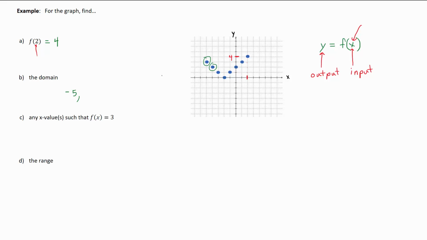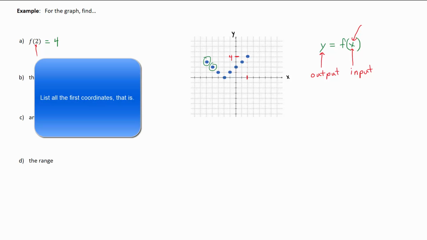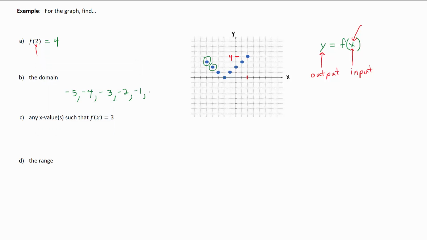Just list them. It's a finite set of ordered pairs. You can list them all. It's not even a very big set of ordered pairs. So there's no reason why you can't list them all. So negative 5, negative 4, negative 3, negative 2, negative 1, 0, and then 1 and 2. And we're going to use what a lot of books call set roster notation with just the curly brackets. When you list all the entries in a set, use the curly brackets.